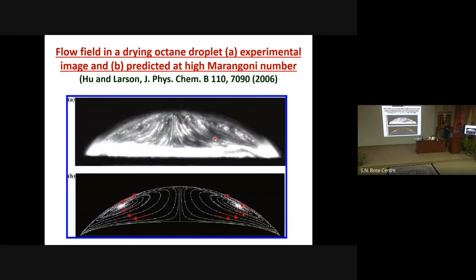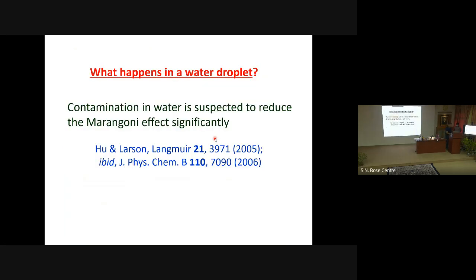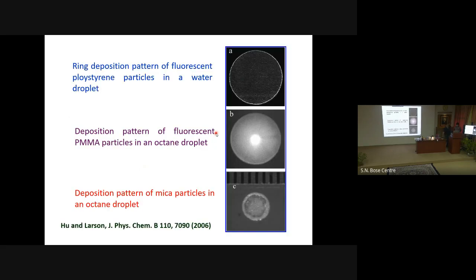This is a real picture. The lower one is a simulation. Okay, and you can see it's very much similar. So by controlling surface tension at different points, you can actually undo the coffee effect. That's technologically important. Sometimes when you contaminate water, it's suspected to reduce the Marangoni effect significantly. Then you see, you get the ring.